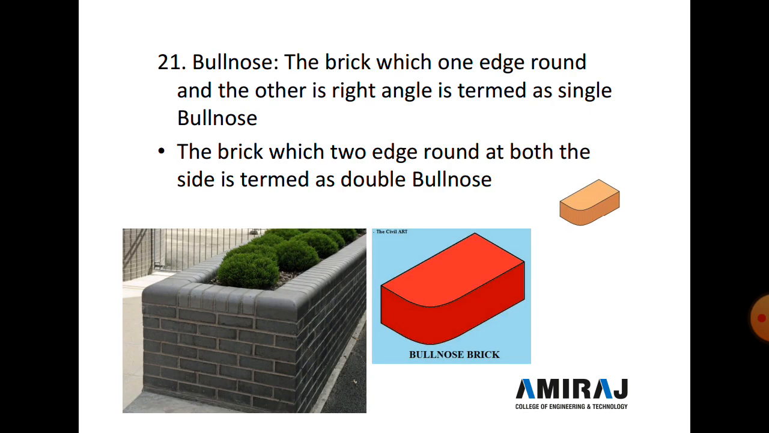Next is a bull nose. The brick in which one edge is round and the other edge is a right angle is termed a single bull nose. Here, a single bull nose is generally used in a gardening area and as a top portion of the partition wall or a compound wall for attractive view purposes. This type of brick is also used as a corner brick in construction work.